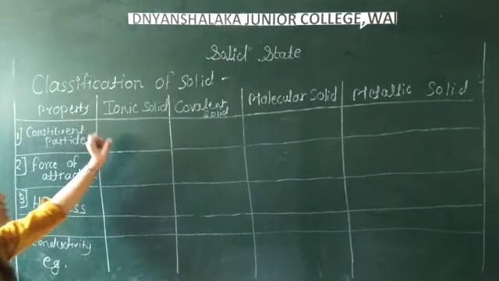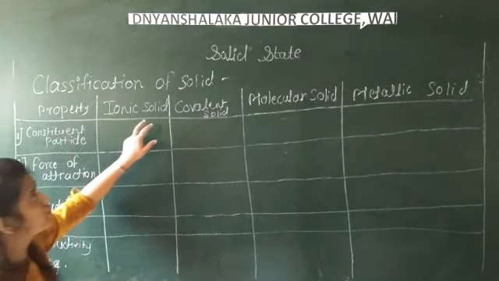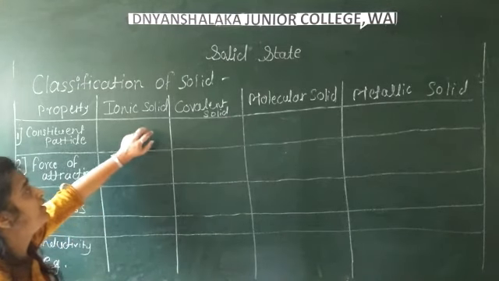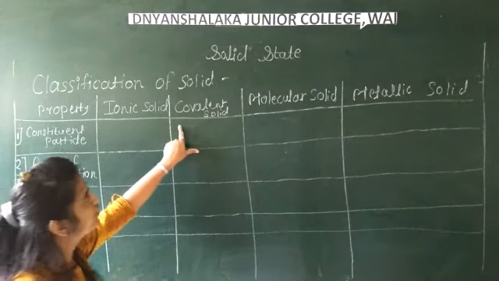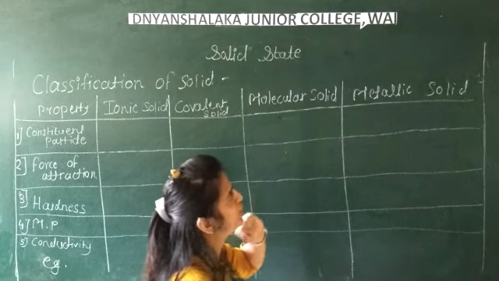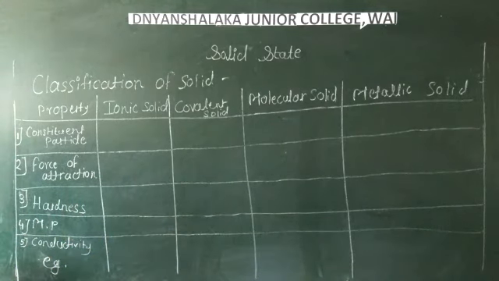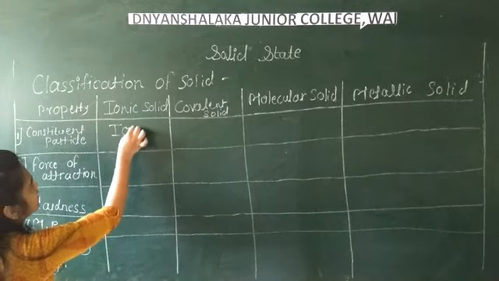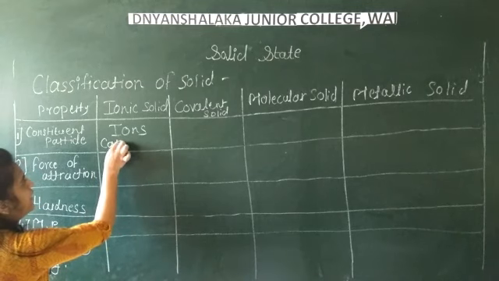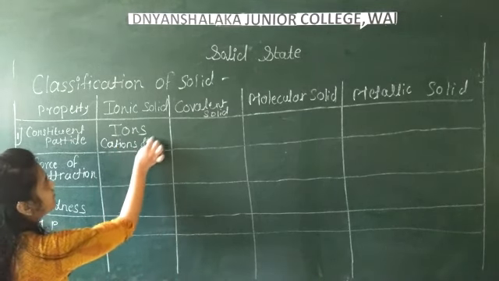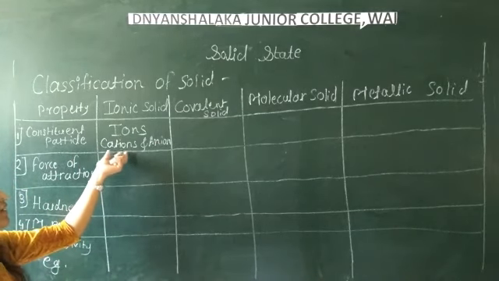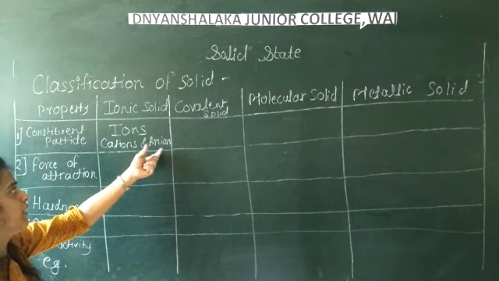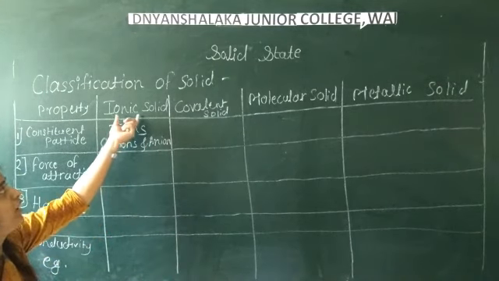So the next point we have discussed is classification of solids, meaning types of solids. Solids can be classified into 4 different types. First ionic solid, second covalent solid, third molecular solid, and fourth metallic solid. In ionic solid, we already know the constituent particles are ions, meaning cation and anion. For example, Na+ cation and Cl- anion. Oppositely charged ions form an ionic solid.